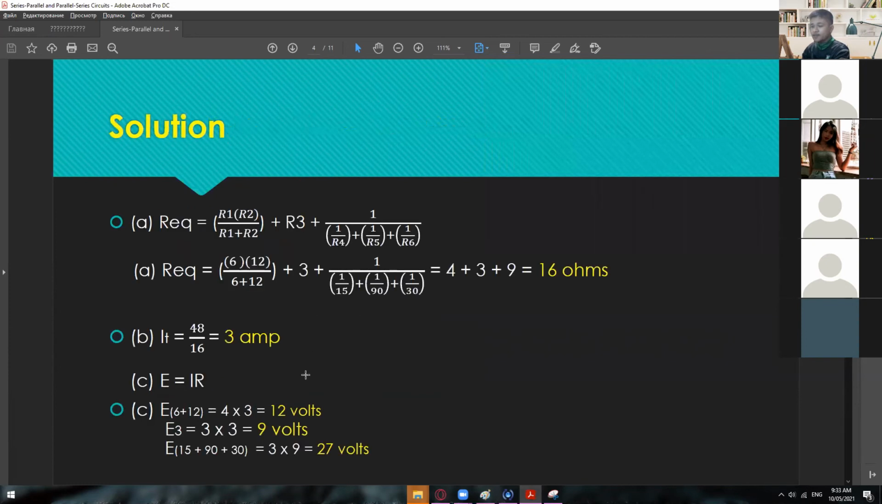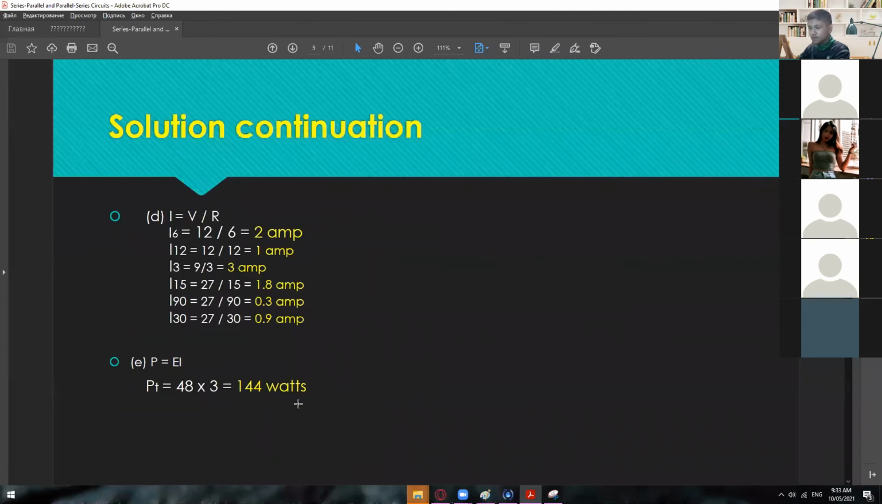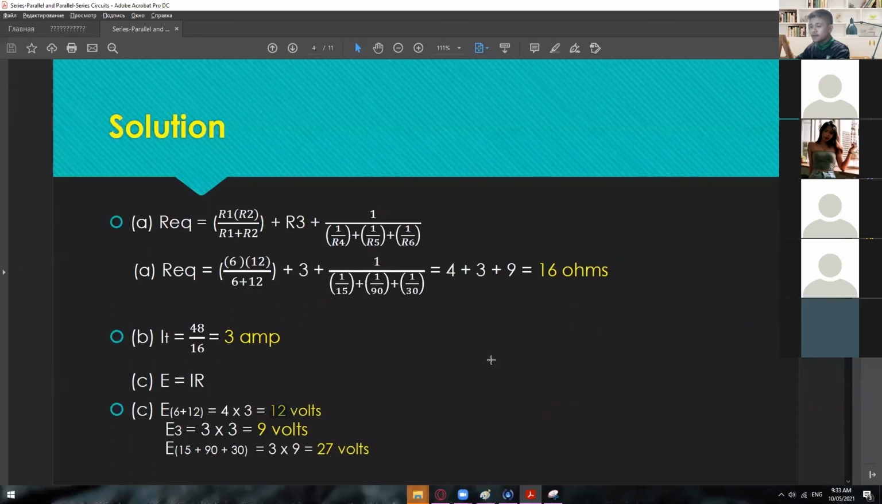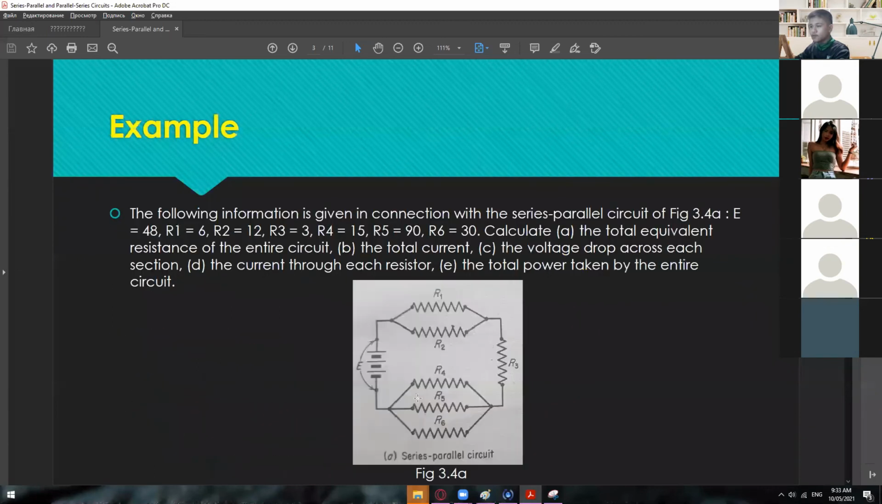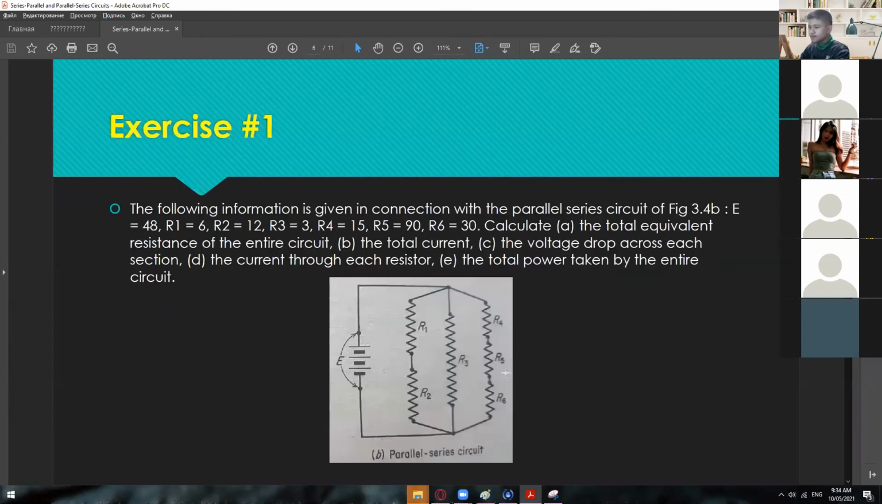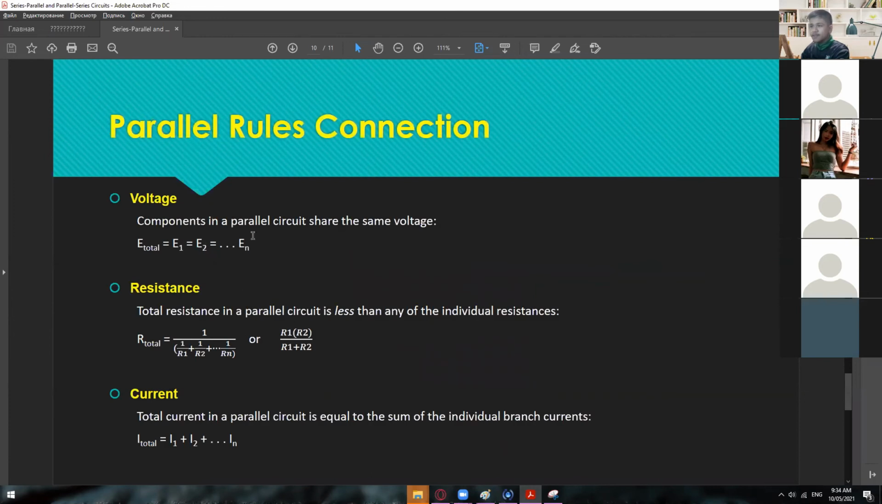So, for the parallel connection ng section nito, R1 and R2, 12 volts siya. And sa pangalawa is 9 volts. And then sa pangatlo is 27 volts. So, 12 volts sa R1 and R2, 9 volts dito, 27 volts naman sa R4, R5, and R6. Then a total of 48 volts. Okay, so ganun sa parallel connection.